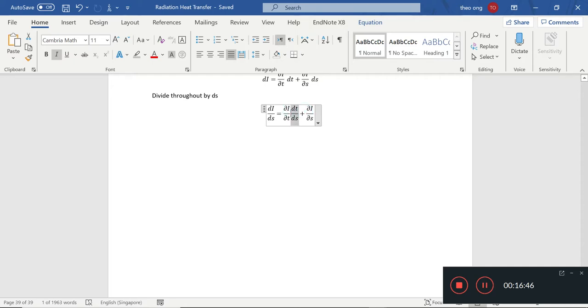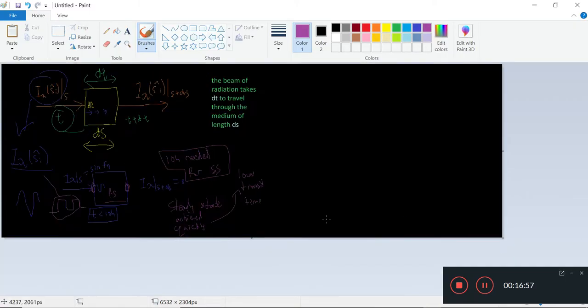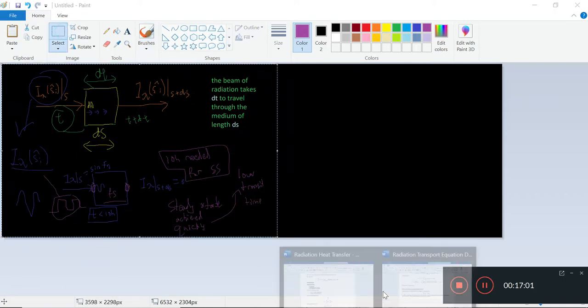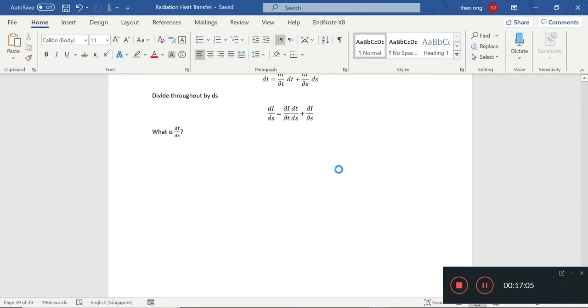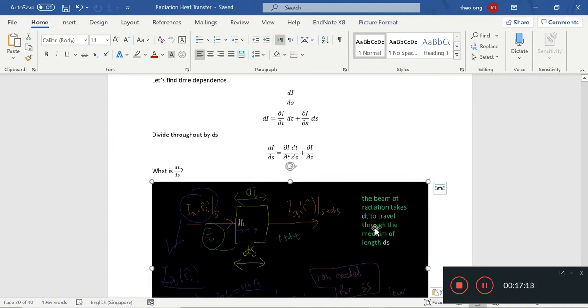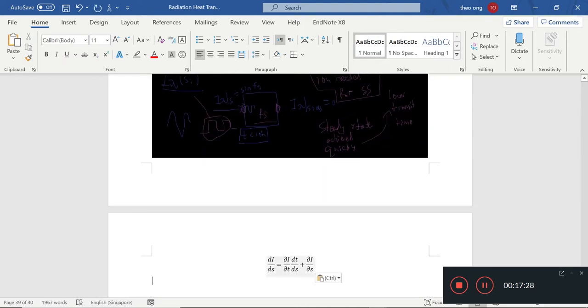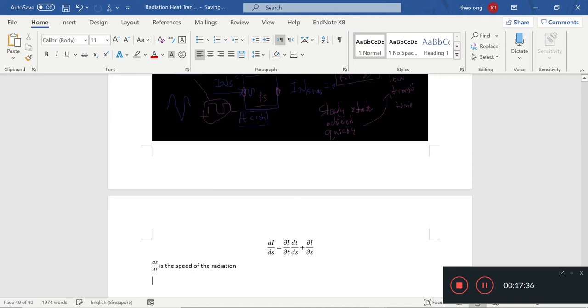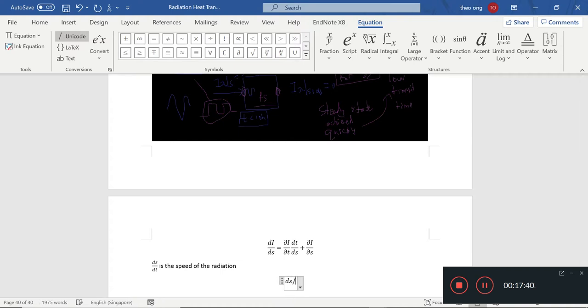Alright, what is this term here? What is dt/ds? Well, that's pretty simple because we found out what dt/ds was just now. So remember, we're saying the beam of radiation takes the time dt to travel through the medium of length ds. So this is the speed of the radiation, or rather 1 over the speed. ds/dt is the speed of the radiation. So what is the speed of radiation? It is the speed of light in that medium.